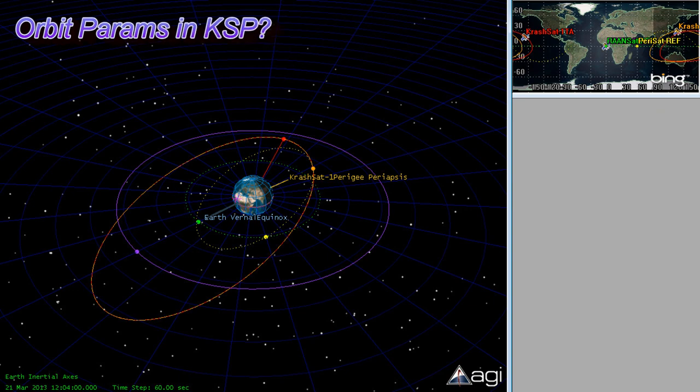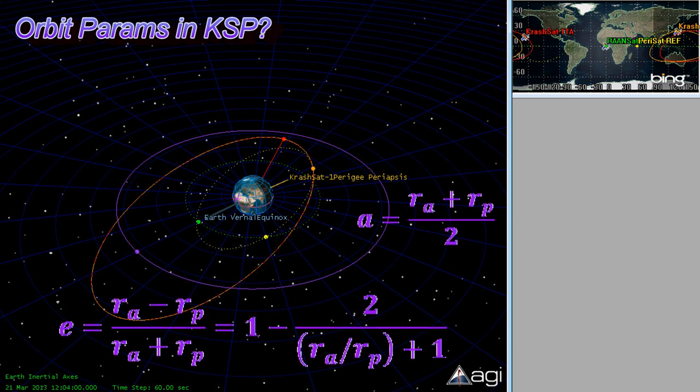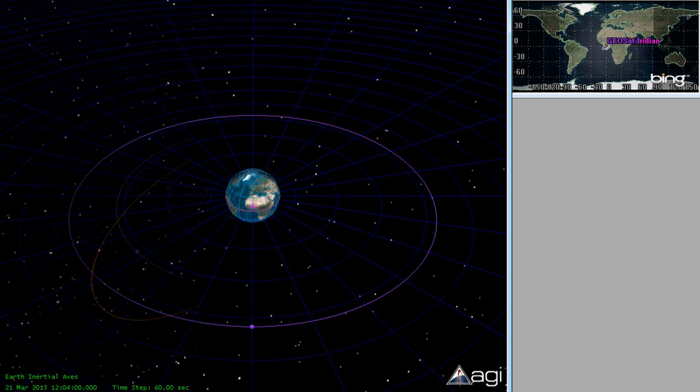Now, how do we find all the numbers in KSP? Well, as of 0.19.1, there aren't any easy readouts, but you can calculate A and E from the apoapsis and periapsis, and around Kerbin we can measure I by setting the Mun orbit as a target. And the rest, mostly we just get to eyeball it. So let's look at specific cases.